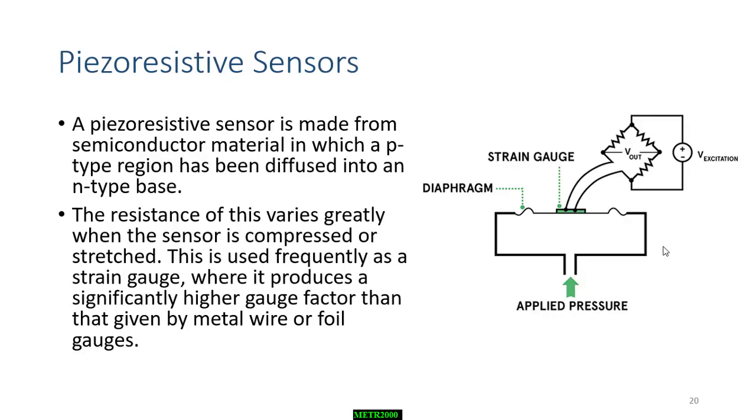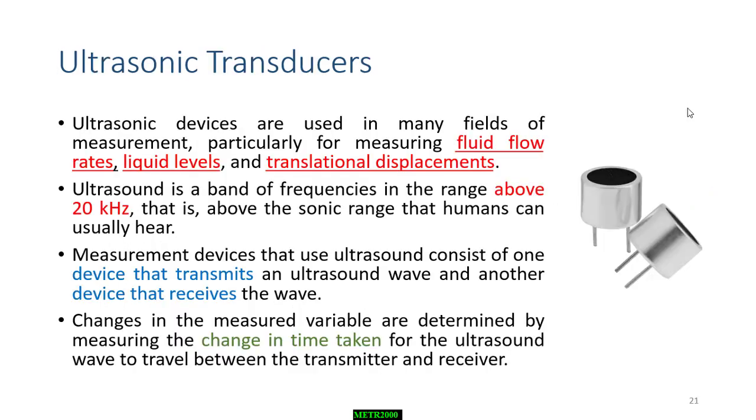Then we have the piezoresistive sensors. This sensor changes with pressure. Once you apply pressure inside over here, the diaphragm will change the strain gauge, and the strain gauge will change the value in the bridge over here. The next type is the ultrasonic transducers.